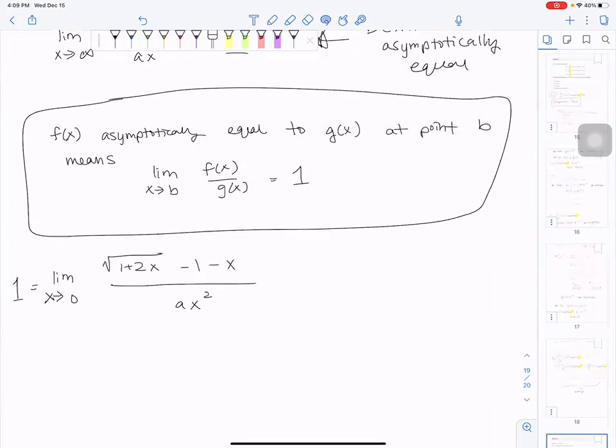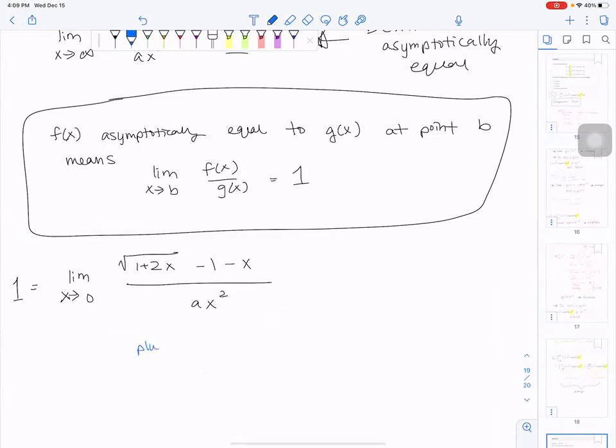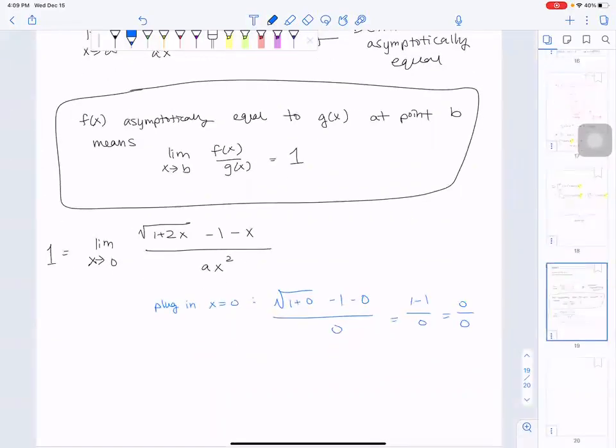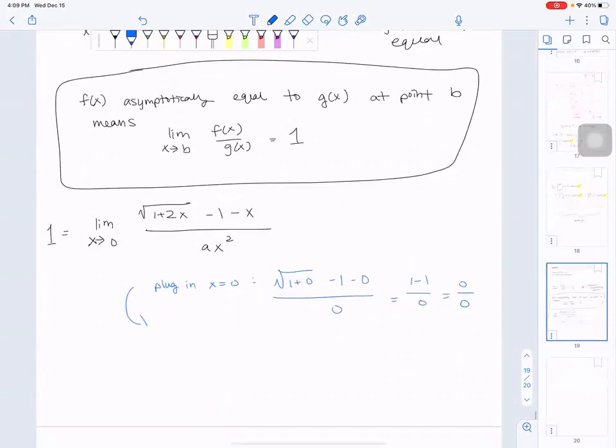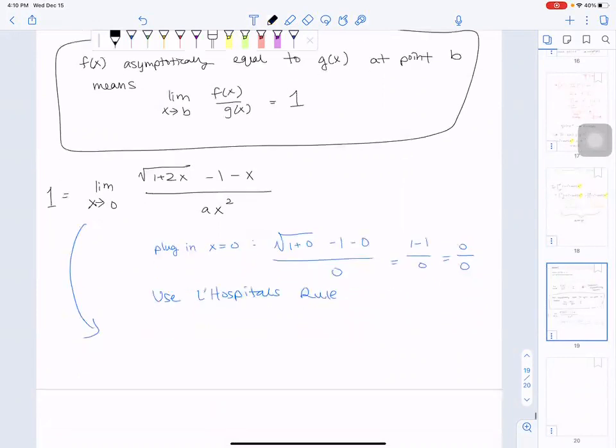What do you do when you're approached with a limit? The first thing you do is plug in x equals 0. What happens? You get 1 plus 0 minus 1 minus 0 over 0, which is 1 minus 1 over 0, or 0 over 0, indeterminate. That tells you you want to use L'Hopital's rule. So let's use L'Hopital's rule.